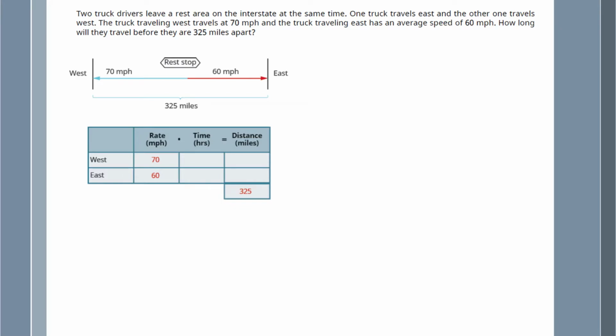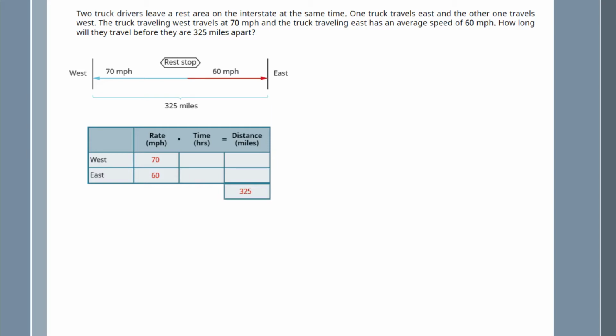All right. Very similar problem. Very similar methodology here. A little bit different story. The two truck drivers are going away from each other to different destinations, but that's irrelevant. The only thing that we're talking about here is how far they both drove.